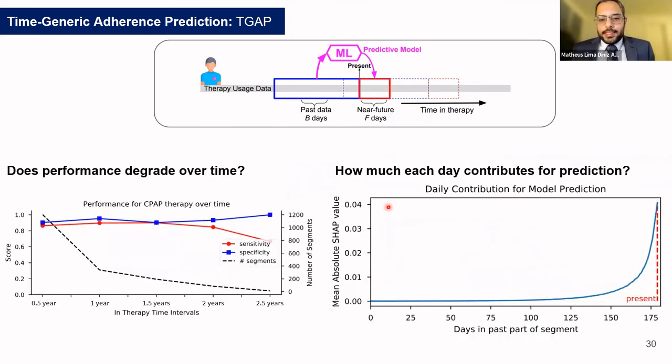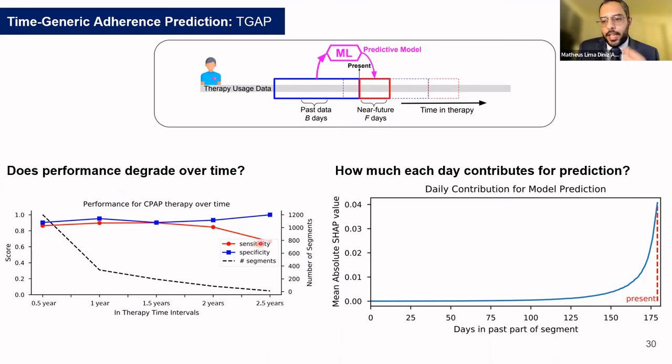Now let's answer some nice questions that I really like from this experiment. The first one is, does the performance degrade over time? So is our model as good at predicting segments in the first part of the therapy as it is after 2 years in the therapy? And actually, the answer is no. We do not see a degradation in the performance.